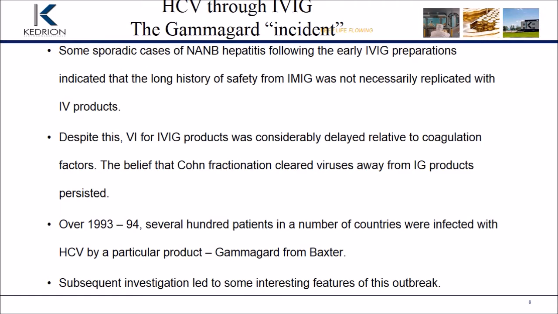Nevertheless, despite the fact that this could have been to some extent predicted, viral inactivation for immunoglobulin products was considerably delayed relative to the coagulation factors used for hemophilia. There was a belief, based on relatively little science, that Cohn fractionation cleared the virus away from the products.